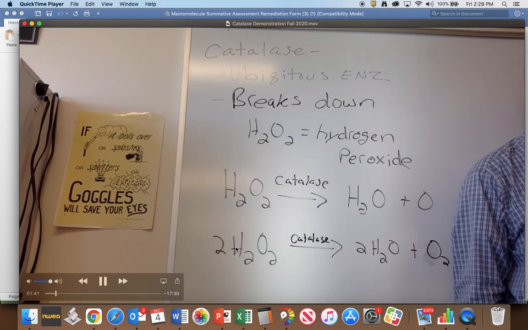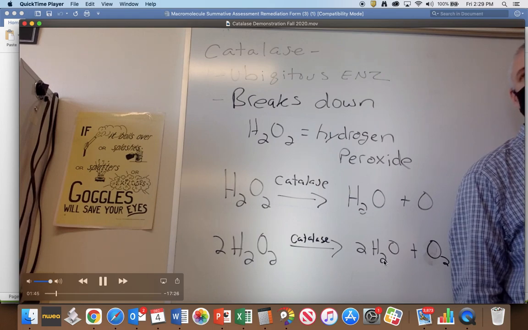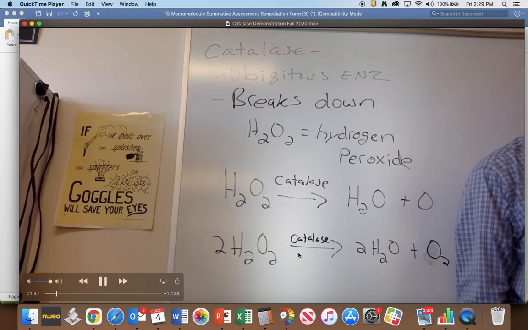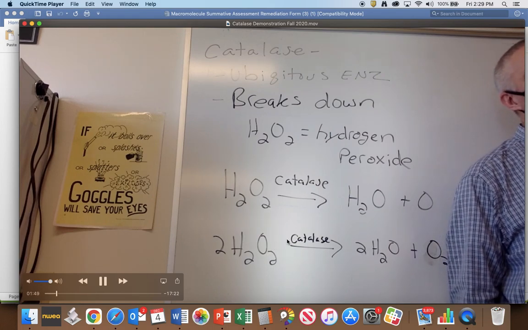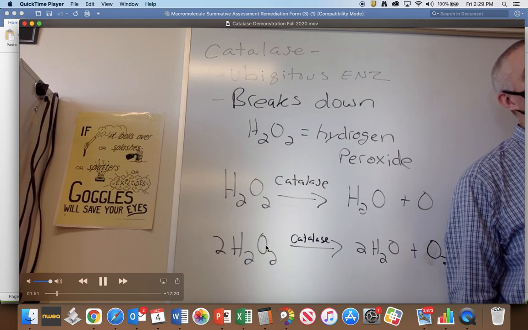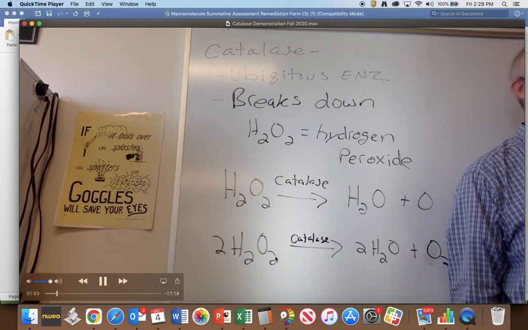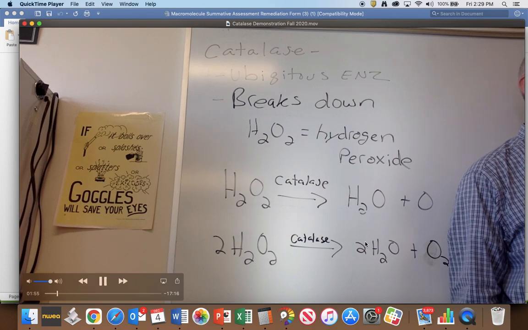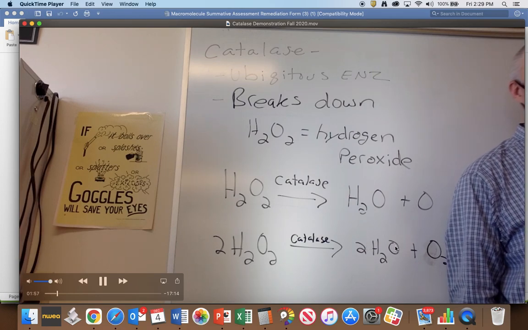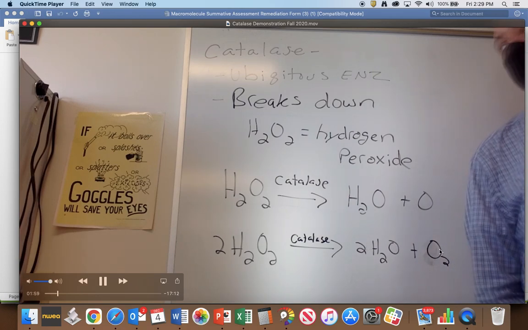Okay, that's balanced because you have 2 times 2 is 4 hydrogens on this side, and 2 times 2 is 4 hydrogens on this side. And over here, you have 2 times these 2 oxygens, that's 4. And over here we've got 2 oxygens there, and then these 2 oxygens is 4.